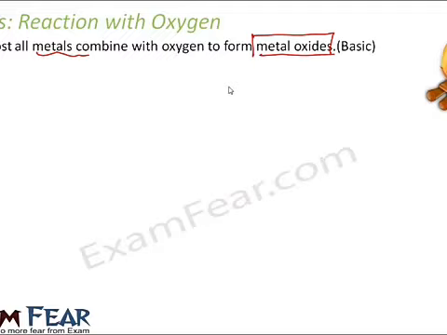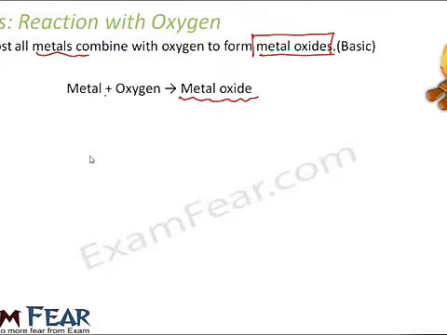Now, let us look at some of the chemical reactions. Let us see how different metals react with oxygen. Any metal reacts with oxygen to form a metal oxide. Let us take some examples. Let us suppose you consider the metal magnesium. Magnesium combines with oxygen to form magnesium oxide, that is MgO. If you want to balance the equation, this is how it would be.